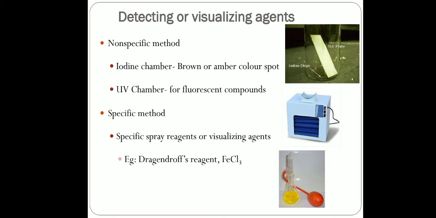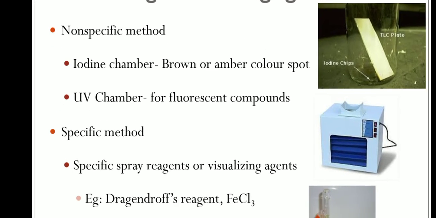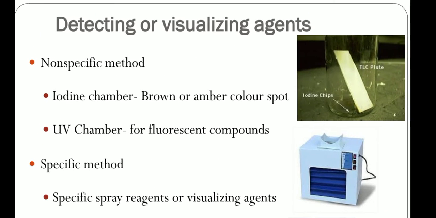Specific method means specifically we can identify which component it may be. Example, ninhydrin with amino acid provides purple color. So if with ninhydrin the sample is providing purple color, it means that sample may be an amino acid. Like that we can identify. That is the specification of the specific method. So non-specific methods include the iodine chamber. This represents the iodine chamber.